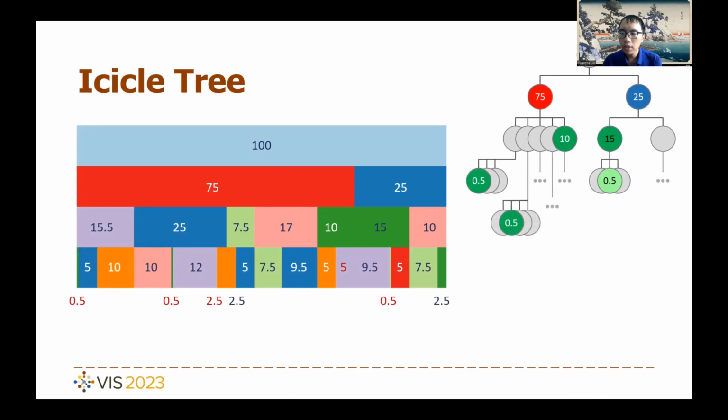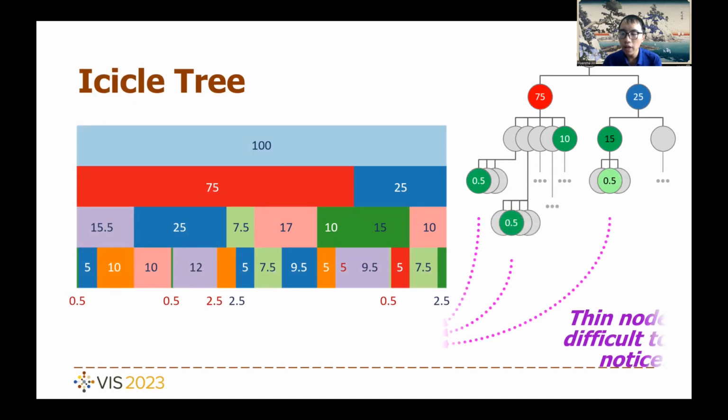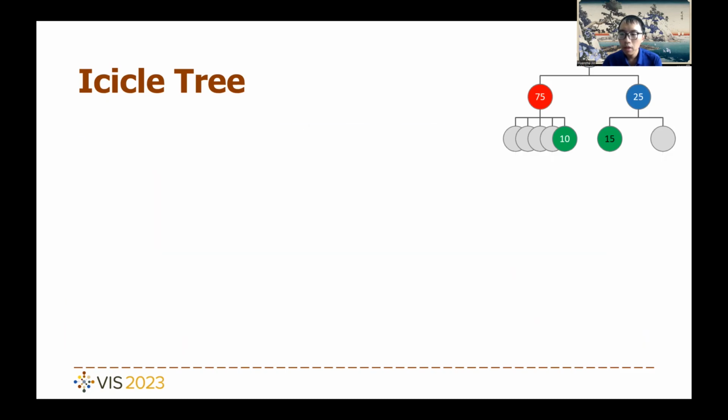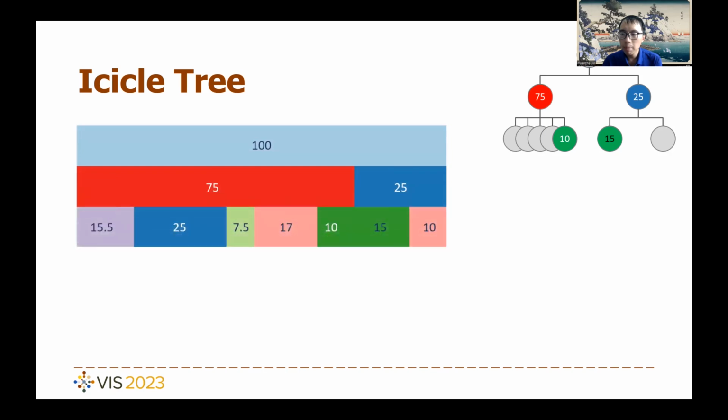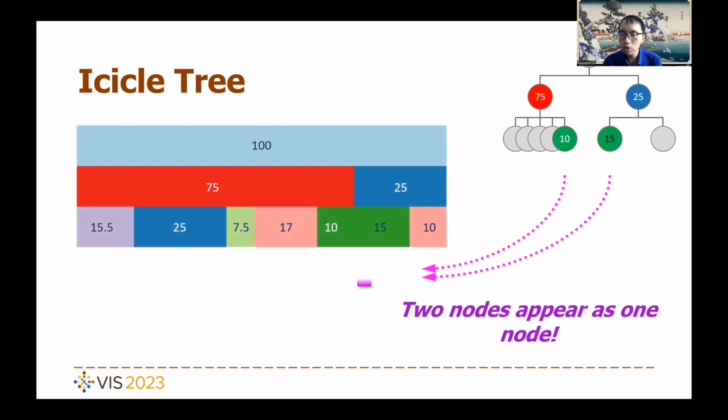Before discussing the new design, we need to identify the weakness of current designs. Start from an icicle tree. In this icicle tree sample, the same nodes in value 0.5 are quite difficult to notice. In this icicle tree sample, we illustrate the situation where two nodes appear merged into one.